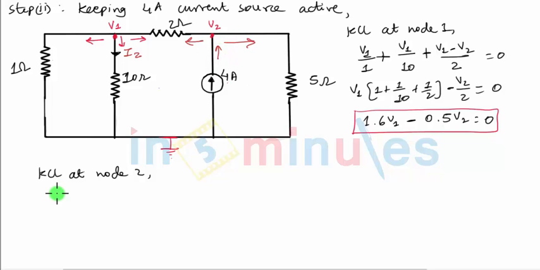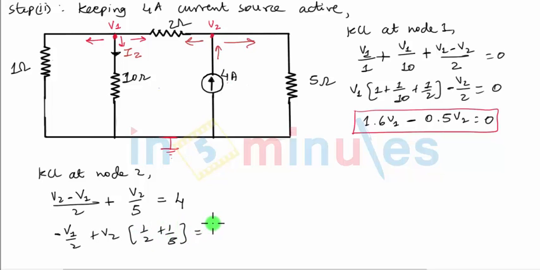So the sum of outgoing currents will be on one side. This current will be V2 minus V1 upon 2, plus this current, which will be nothing but V2 upon 5, and the incoming current is the current source, which has the value of 4, so 4 comes on the other side. If you simplify this, it will be minus V1 by 2 plus V2 common, the constants will be half plus 1 by 5, equal to 4. This gives me the second equation, which is minus 0.5 V1 plus 0.7 V2 equal to 4. So that's my second equation in the form of V1 and V2.